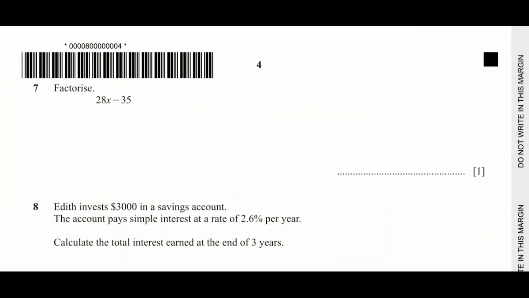So the next one will be question 7. We want to factorize this. So 7 can go here, 7 can go here. So you have 7 into 4x minus 5. 7 into 4x minus 5.